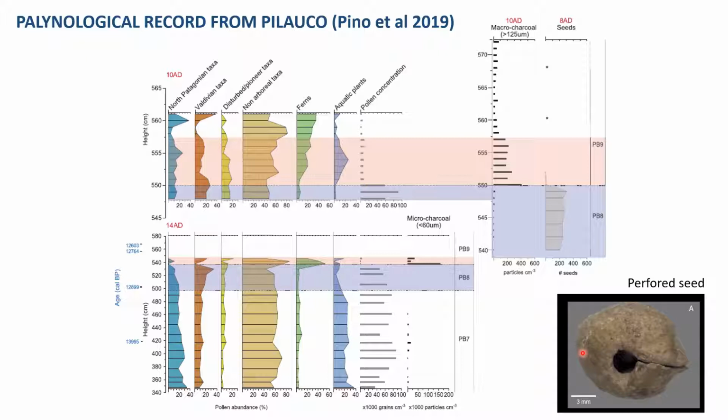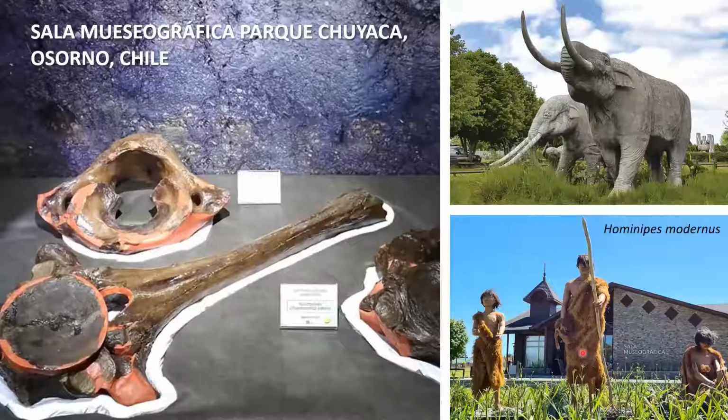So the early human occupation in southern South America has been the focus of intense debate over recent years. The human trace found in Pilauco suggests a complex dynamic between climate, humans, and environmental changes that occurred at the end of the Pleistocene, adding a new line of evidence for the colonization of northern Patagonia.